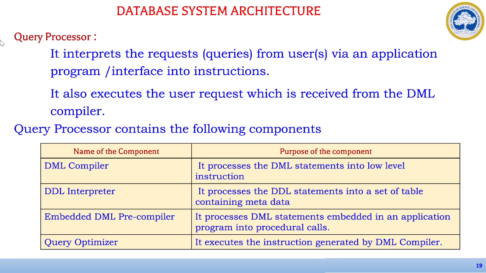Query processor: what it will do is interpret the requests or queries from the user via an application program interface. It contains the following components: DML compiler, DDL interpreter, query optimizer, and embedded DML precompiler.